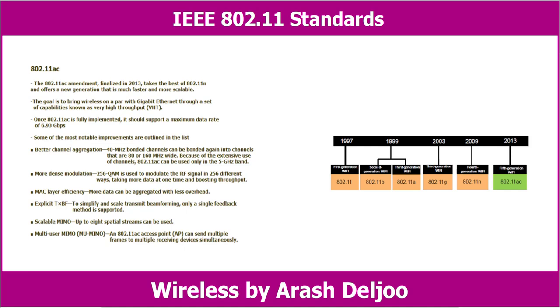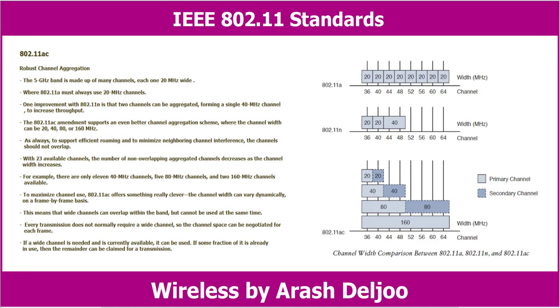Let me explain a little about these features of 802.11ac. Alright, now let me explain the robust channel aggregation. The 5 GHz band is made up of many channels, each one 20 MHz wide, as illustrated in this figure, where 802.11a must always use 20 MHz channels, as you can see here.